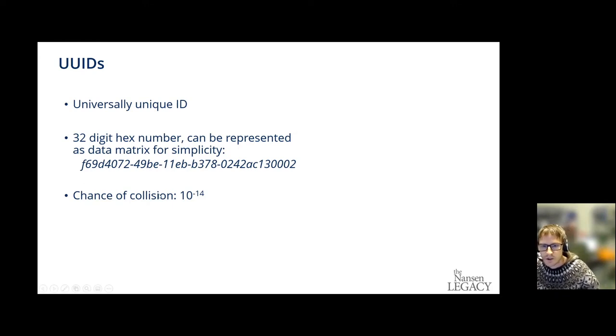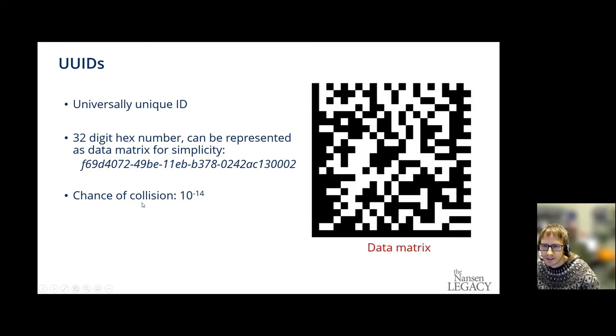And they've got a very low chance of collision, which is why we use them. You can also represent this as a data matrix. So a data matrix, when you scan it, you can recover the text that you have entered. So you can also create a matrix that is based on this text, and when you scan this, you can recover this text. So then we assign this data matrix to all our physical samples.